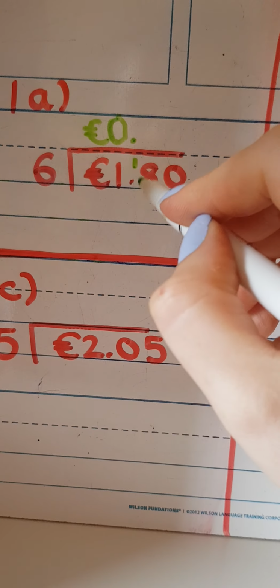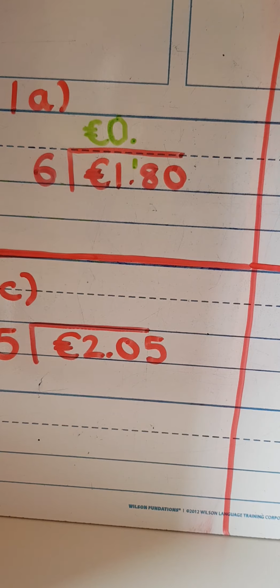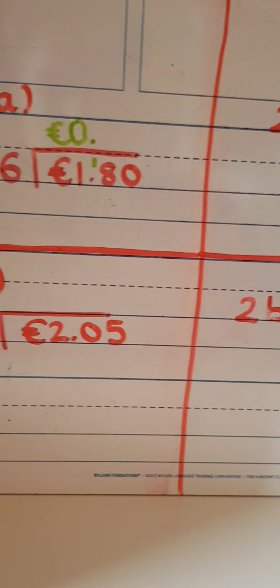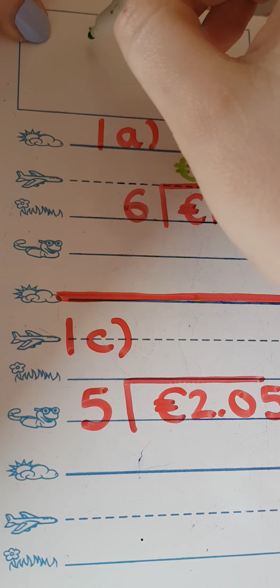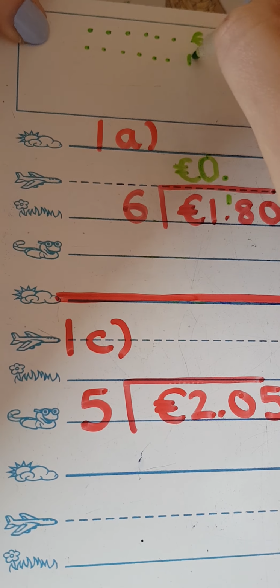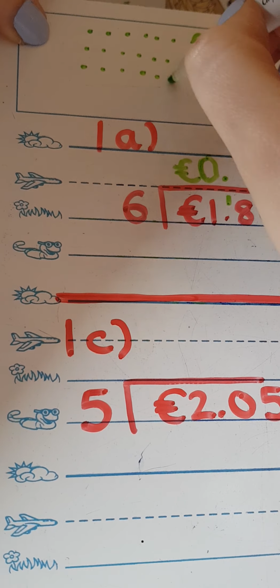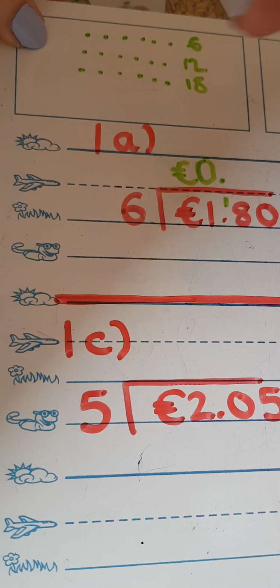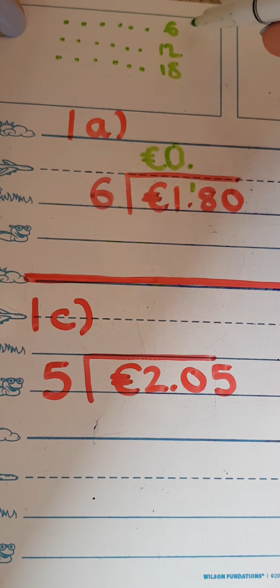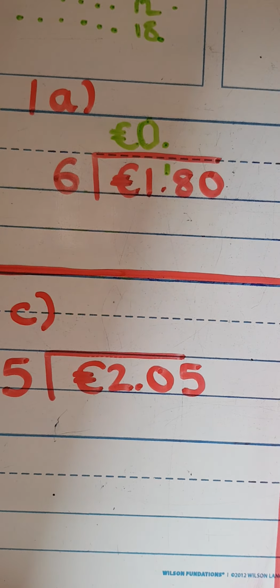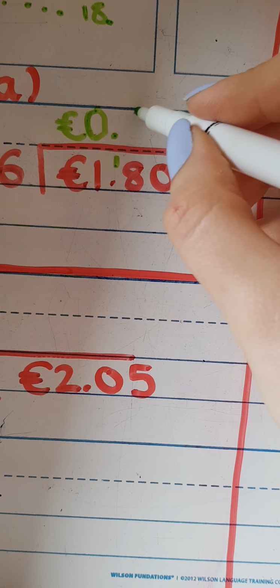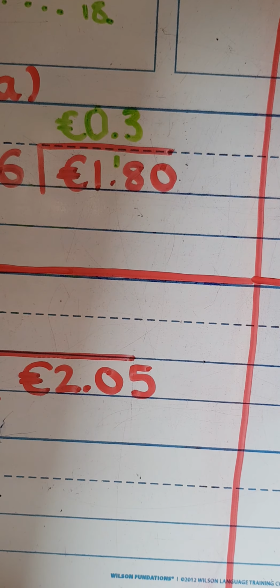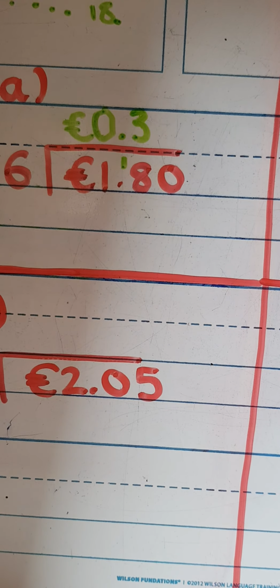Now I have 6 into 18. You can do groups to figure it out. You can do like, let's see if I can fit them in. 1, 2, 3, 4, 5, 6, 7, 8, 9, 10, 11, 12, 13, 14, 15, 16, 17, 18. And then I can see that 6 fits into 18 3 times because I've got 3 groups. Or if you know your tables, you can just count 6, 12, 18. Either way, it fits in 3 times. And I have nothing at all to carry over because it fit in perfectly.